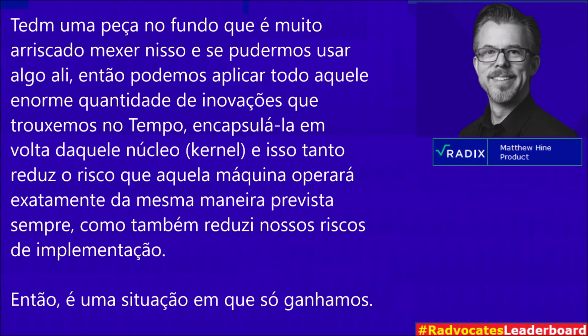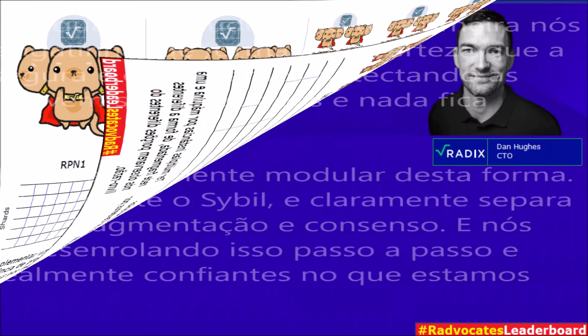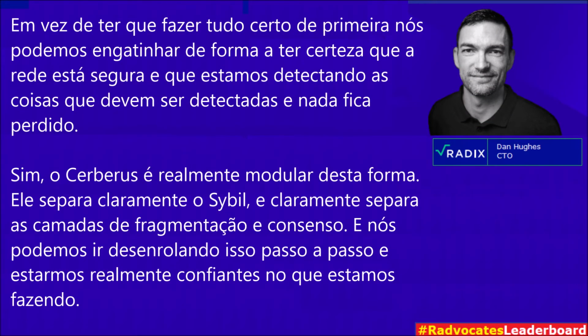So it's a win-win. Whereas with Cerberus, we can go for a single instance Cerberus process per machine, and then we can scale it up to multiple Cerberus instances per machine on a later job once we've done that work. And then the third stage of that is, okay, now we can have multiple instances per machine and a sharded network too. So all different nodes are serving different portions of the ledger, and that's kind of stage 3. Instead of having to do everything right first time, we can baby step it through to make sure that the network is secure and that we are catching things that we should be catching and that nothing gets missed.